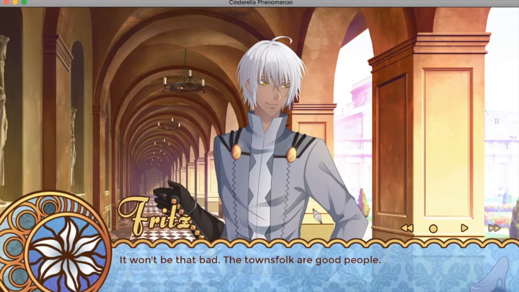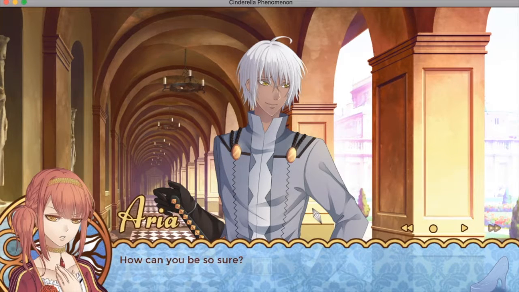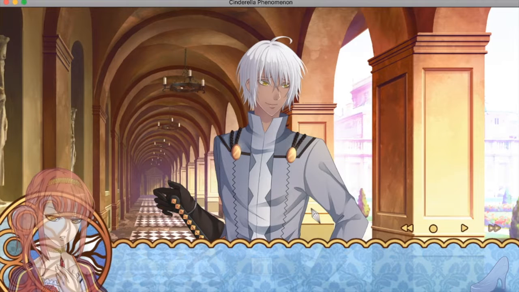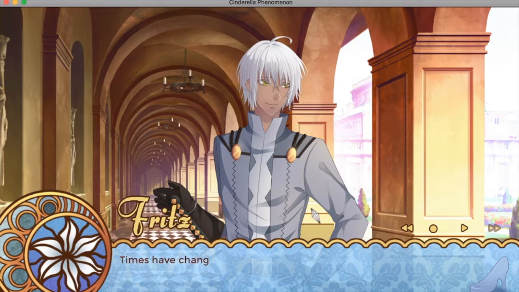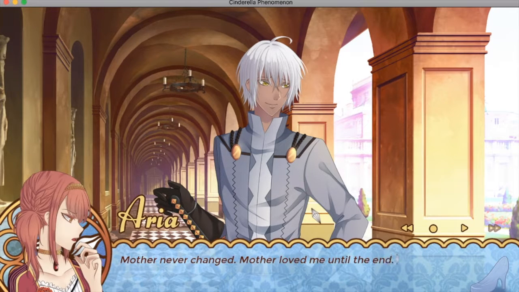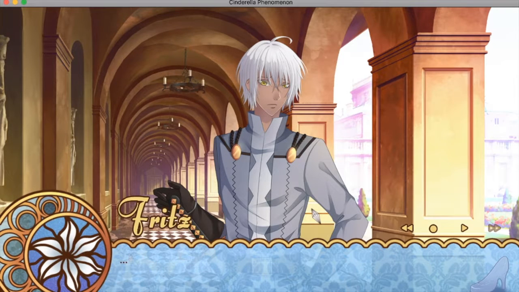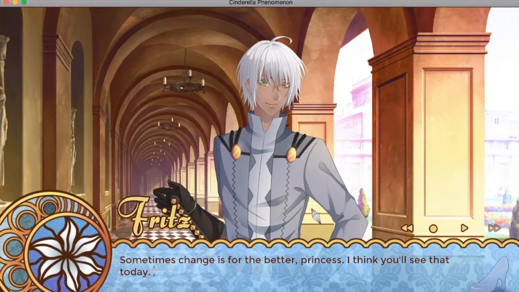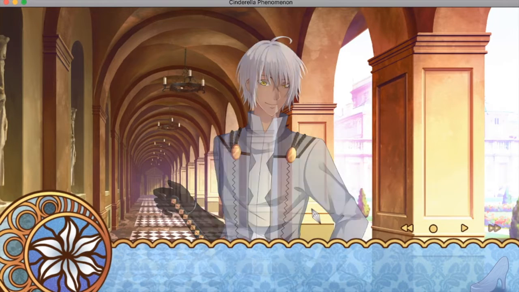It won't be that bad. The townsfolk are good people. How can you be so sure? Times have changed. People change. That is precisely the problem. Mother never changed. Mother loved me until the end. Sometimes change is for the better, Princess. I think you'll see that today. If you'll excuse me, I shall see you later. Later.